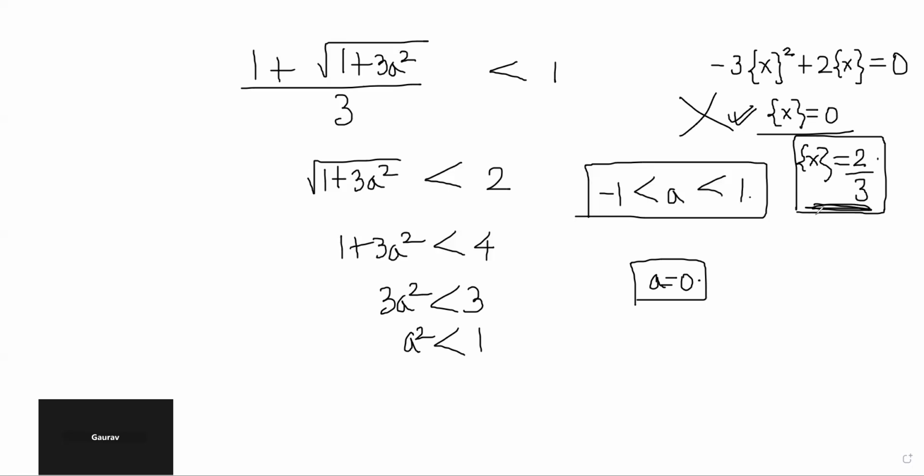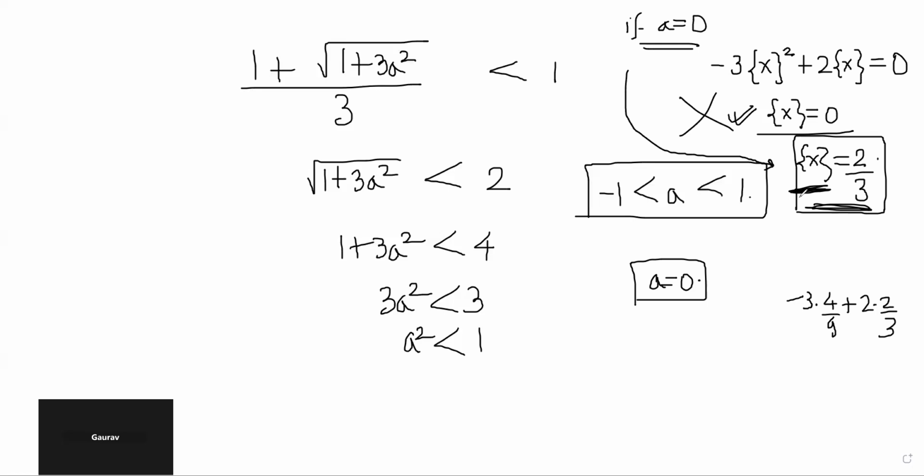A is equal to 0 and fractional part of x is 2 by 3. Then you are getting a solution minus 3 into 4 by 9 plus 2 into 2 by 3. Wait, but then it is violating the condition. One second. We said a is 0. If a is 0, in that case, we are getting this as a solution. Good. There seems to be no problem with that.